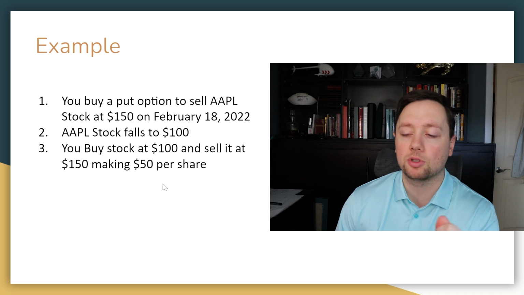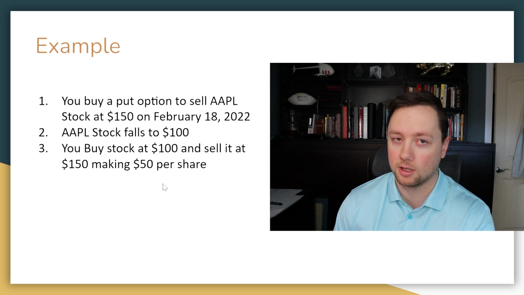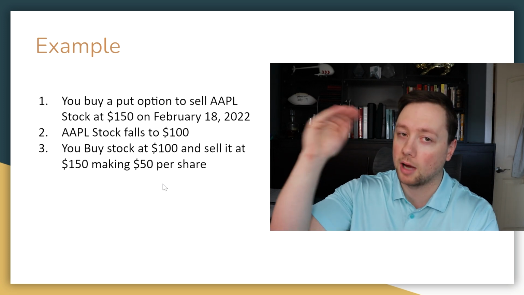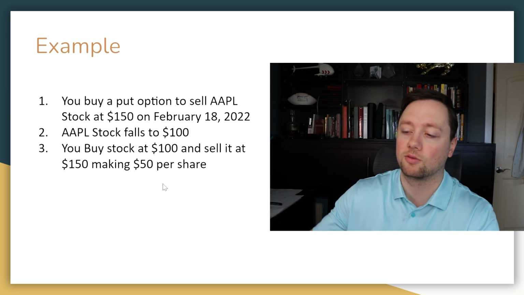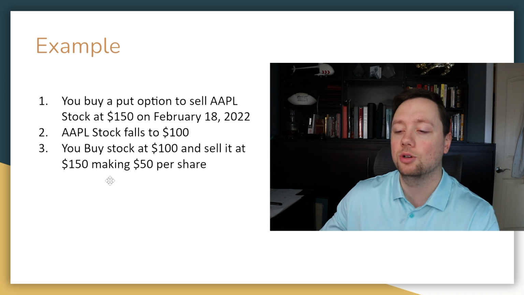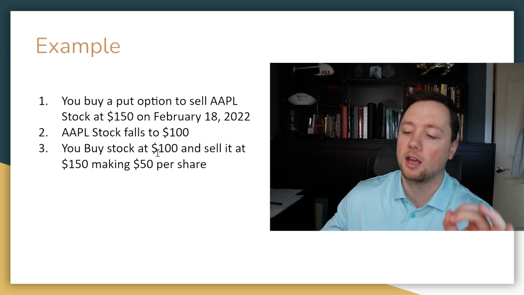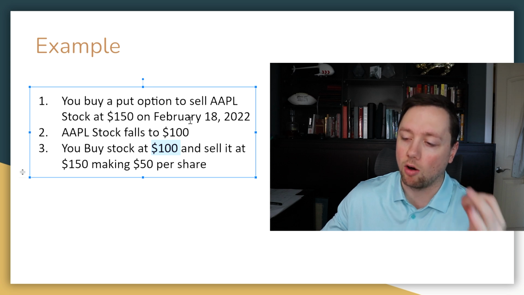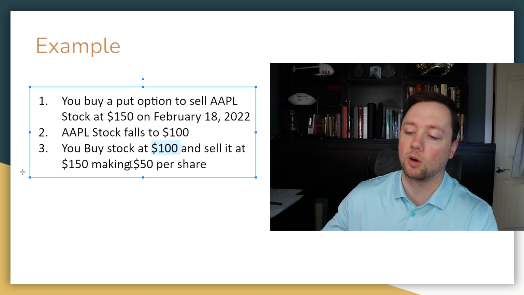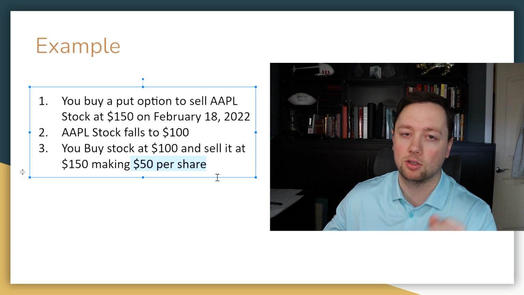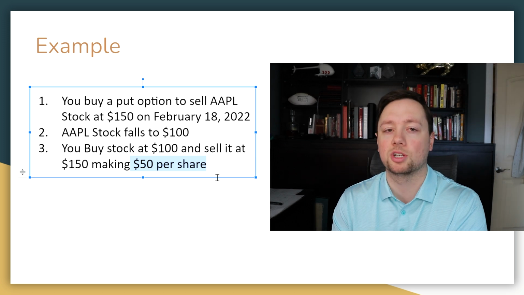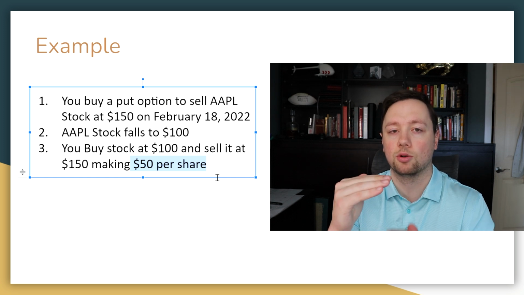Now, if Apple stock falls to $100, that means that Apple stock is now at $100 at the market price, but I'm allowed to sell it at $150 on February 18th. So what I can do here is go into the market and buy the stock at $100 at the market price, and then on February 18th I can sell it for $150 and make $50 per share. So you can make money buying put options if the price of the shares goes down.